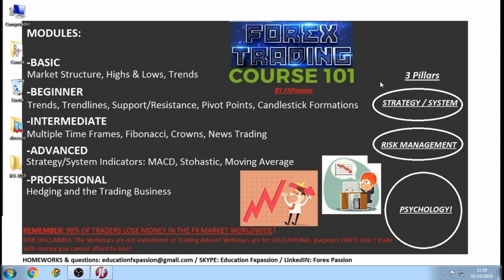And we are trying to build the three pillars: the strategy and or the system, the risk management, and the psychology part. If this is your first time, everybody, we are in the beginner module. We are not in the basic module anymore, and in about a week we are finishing the beginner module and we are going to jump into the intermediate module. So we are starting to learn about multiple time frames, Fibonacci, crowns, and the news trading.